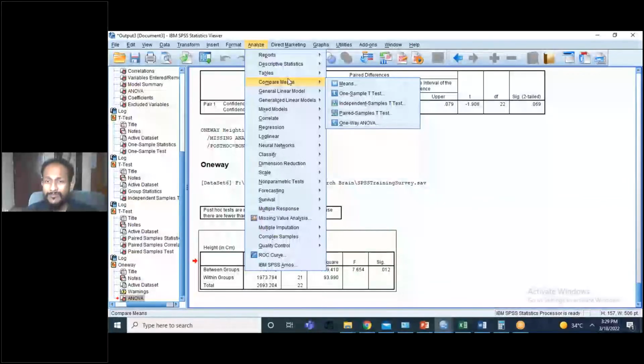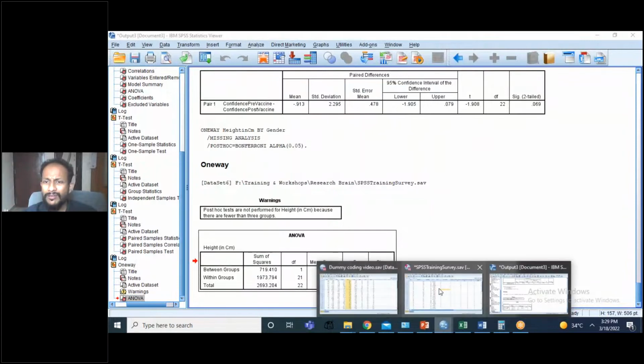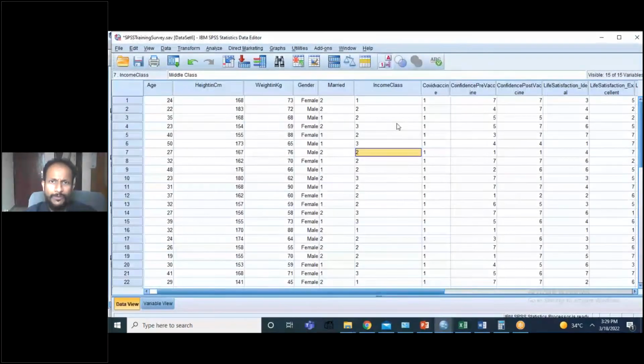Okay, and we have also studied stepwise linear regression, forward linear regression, backward linear regression, and hierarchical linear regression. So all these techniques we have studied today. So, exercise for your practice. I'm sure that you all have this SPSS training survey file with you, which I have already shared.